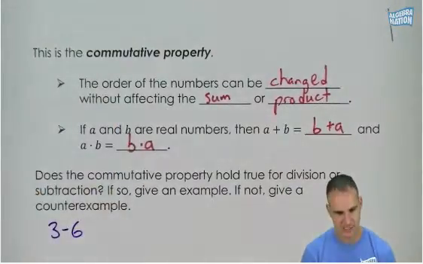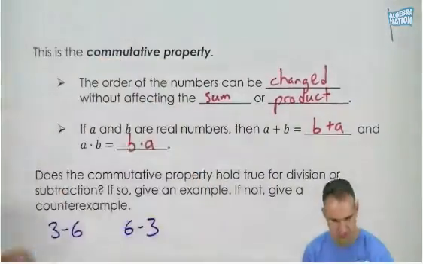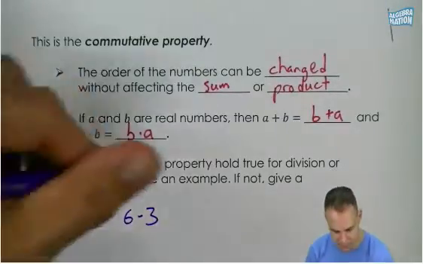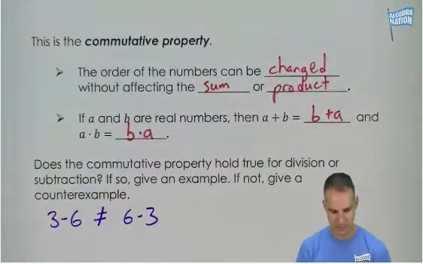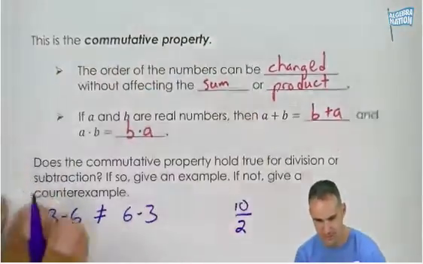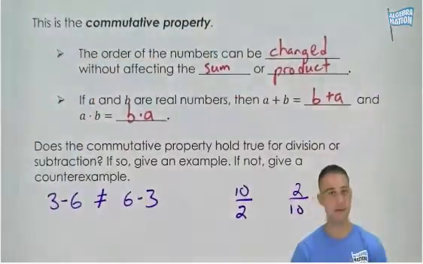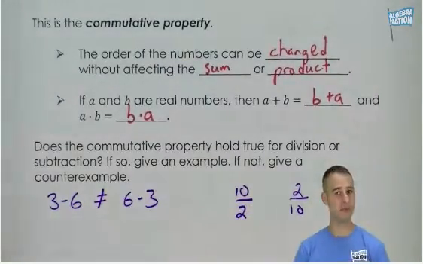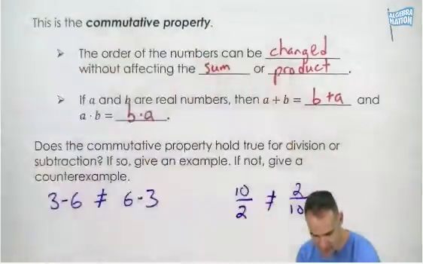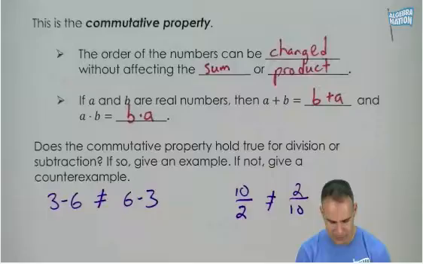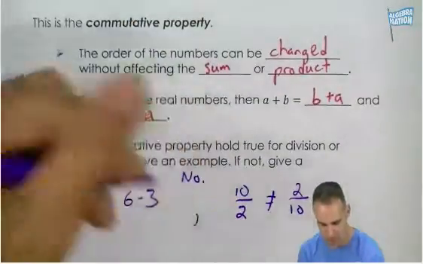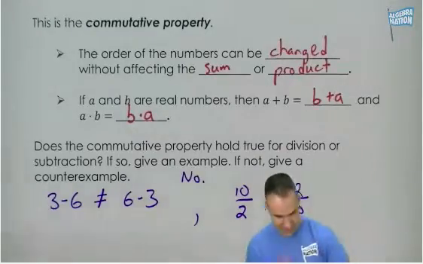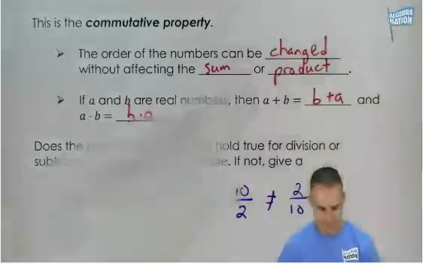3 minus 6 versus 6 minus 3. 3 minus 6 is negative 3. 6 minus 3 is positive 3. So these two would not equal each other. 10 divided by 2, 2 divided by 10. 10 divided by 2 is equivalent to 5. 2 divided by 10 is equivalent to 1/5. And these are not equal. So does it hold true for division or subtraction? The answer is no. And here's an example of each case. Okay, next up, we're going to practice and do some more.